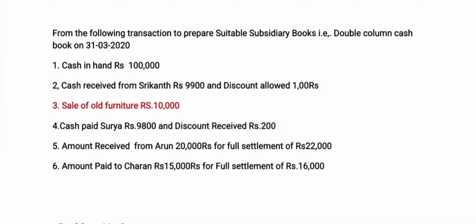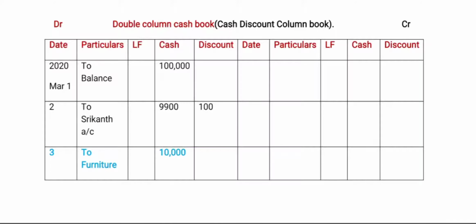3rd March, sale of old furniture 10,000. According to the rules of accounts, here furniture is going out of the business, that's why furniture account is credit, cash account is debit. We are going to the cash account debit side, written as to furniture. Coming to the cash book debit side date column, that is 3rd March to furniture 10,000 rupees. This transaction is completed. Now we are going to another transaction.